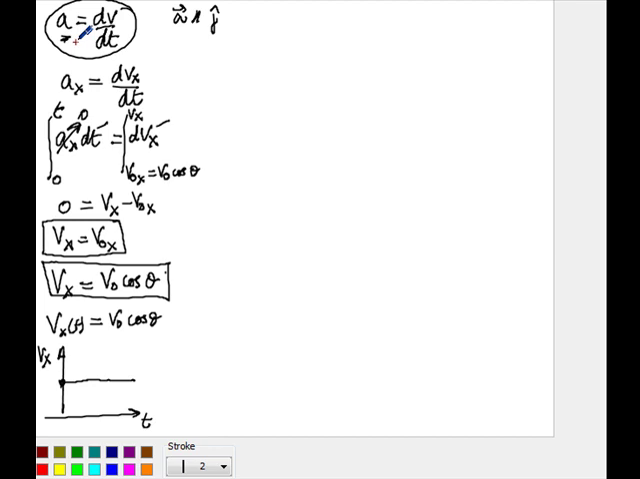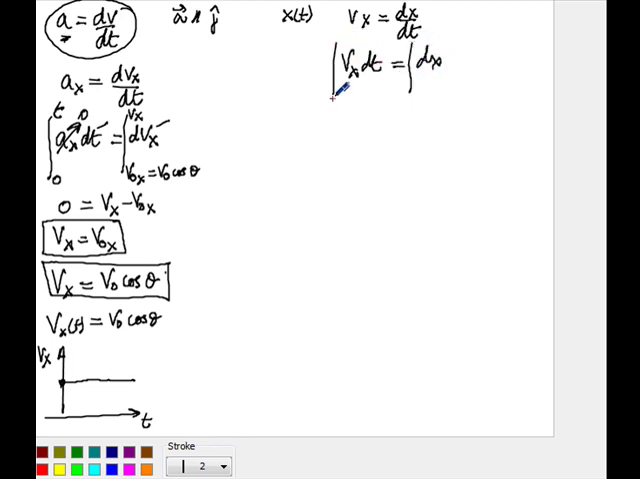Okay? So now the next part of the game is to develop and derive the position as a function of time in the x direction. We're going to use the same technique as before. We're going to start from the definition: Vx is equal to dx dt. We're going to multiply both sides by dt. Vx dt is equal to dx.